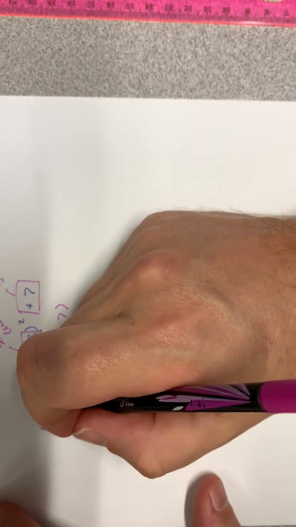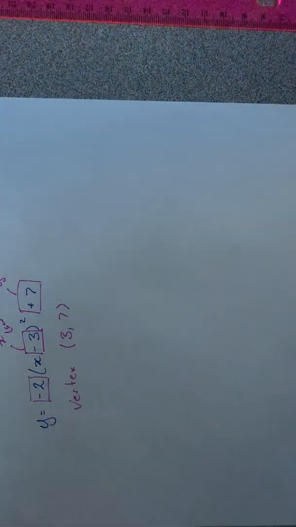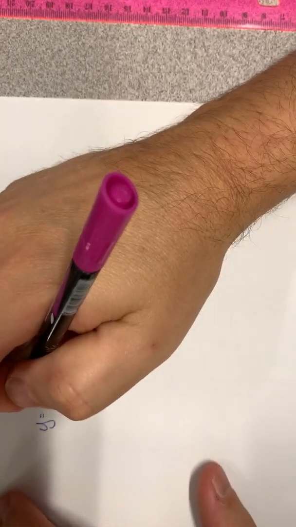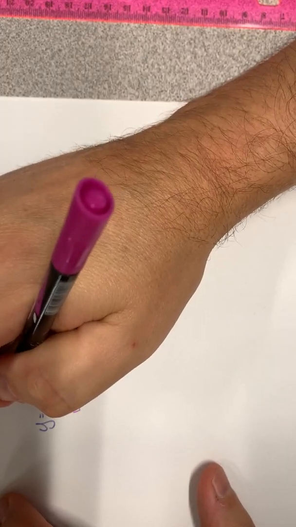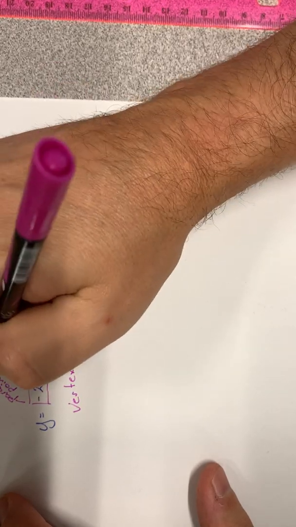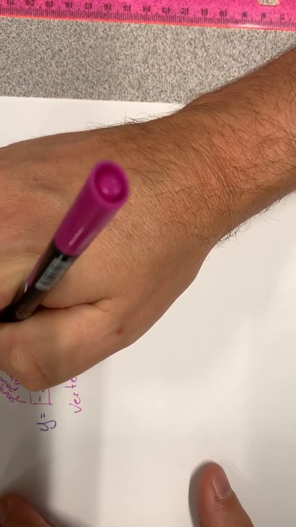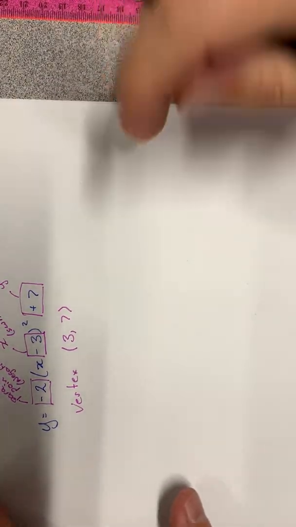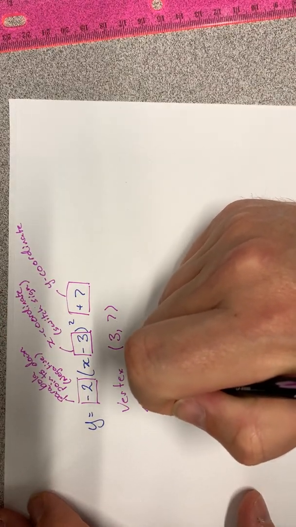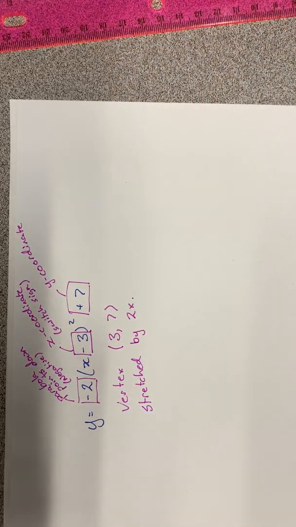All right, and then the other parameter in this equation is this one, the -2. Now the -2 is telling me that I should flip the parabola so that it points down, because it's negative. And that it's stretched out by a factor of 2. Basically that means it's twice as tall as normal.